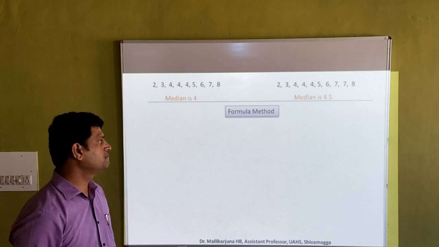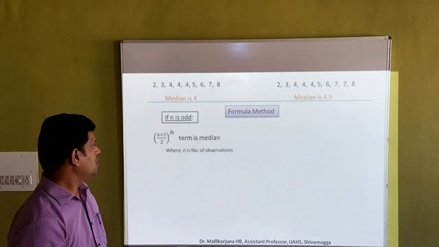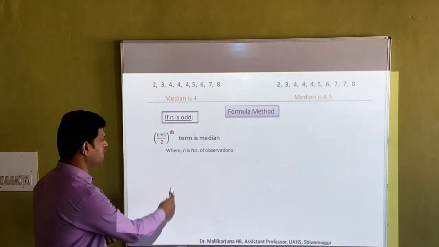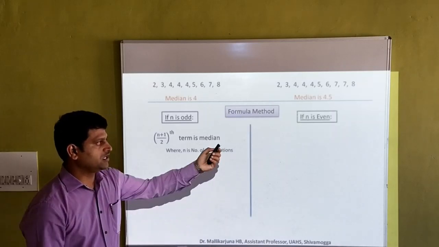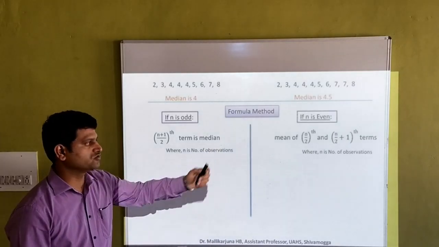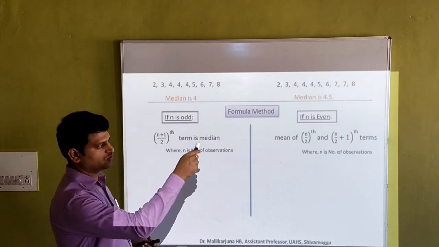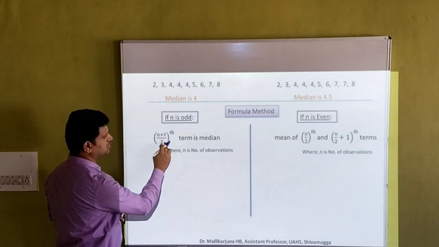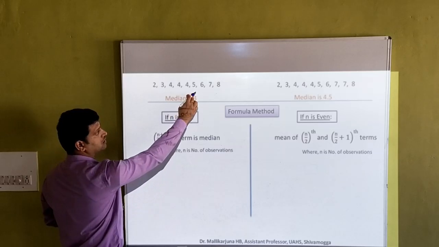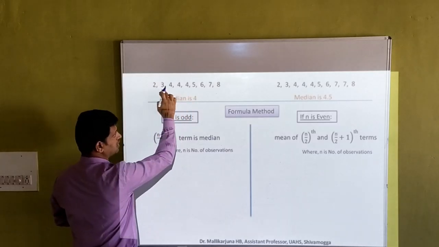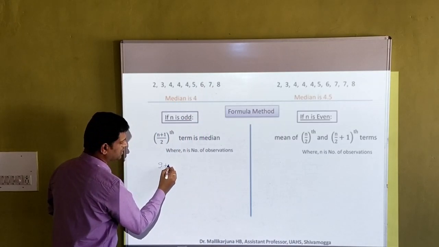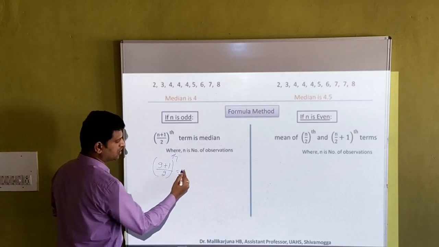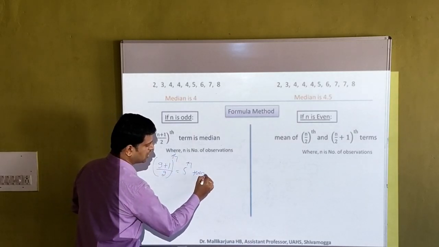The formula method is another method. If N is odd, we use this formula: the (N plus 1) by 2 term is the median, where N is the number of observations. When N is an even number, we use the N by 2 term and the N by 2 plus 1 term. Now I will take the same example. For the odd number case, total 9 observations are there. So (9 plus 1) by 2 is 10 by 2, which is the fifth term. The fifth term is the median.